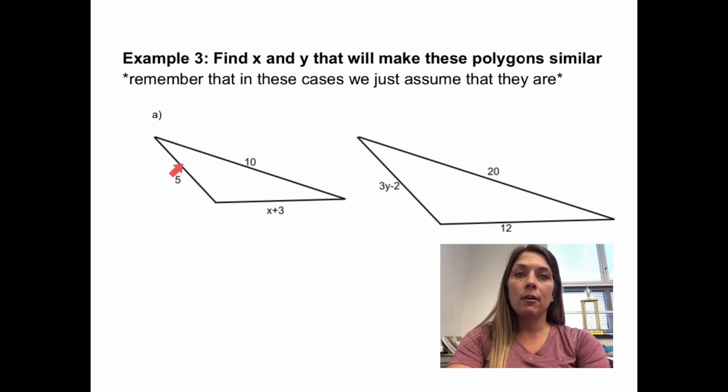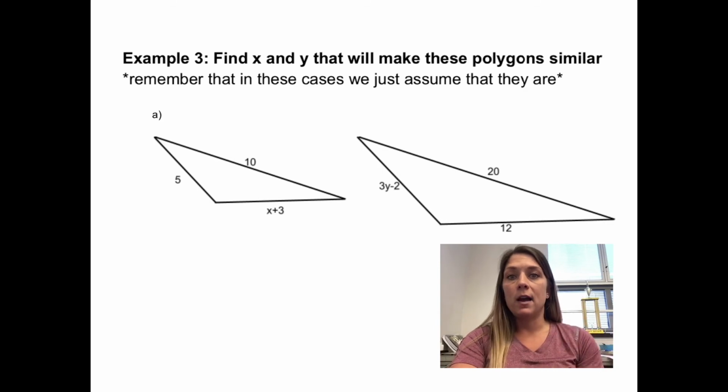We do have a 5 that matches with the 3y minus 2, so we're definitely going to use that with the 3y minus 2. The 10 matches with the 20, so that's something we can use consistently, and there are no missing pieces there. A 10 and a 20, they are the corresponding sides there. And then the x plus 3 matches up with the 12, so we should be able to use that ratio of sides to find the value for x.